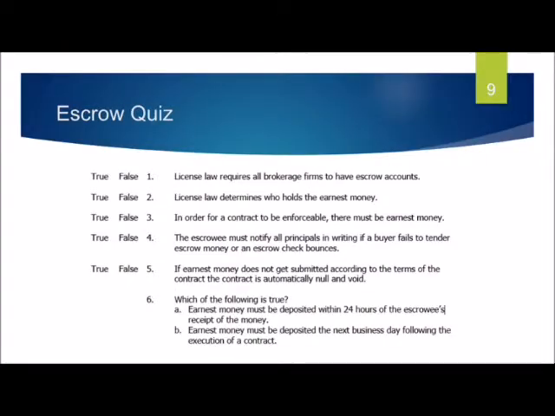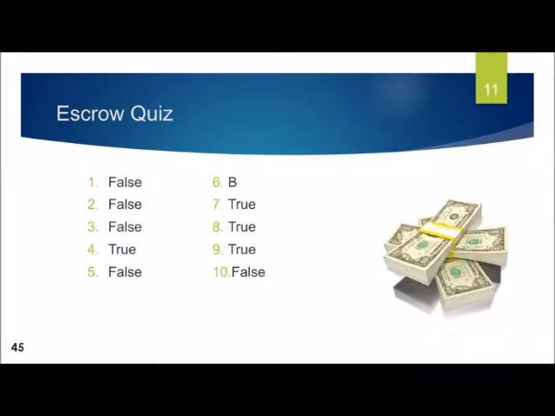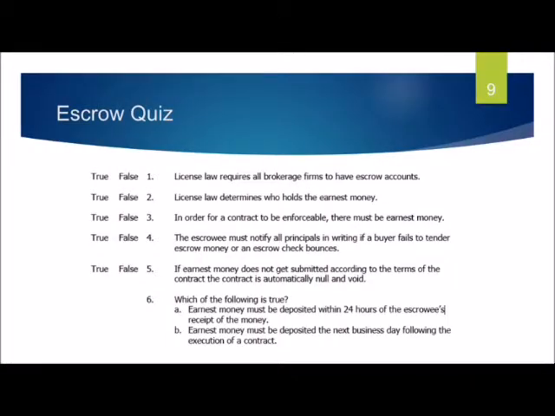So the first question we had was, license law requires all brokerage firms to have escrow accounts, and that one is false. License law does not. So the companies that the prospective agents we're teaching work for may not even hold escrow accounts. They do not have to do it at all. And likewise, question number 2, which said license law determines who holds the earnest money, is also false. It is the sales contract that determines who's going to hold the earnest money. So they may not even get involved with having earnest money in the companies that they work with. So it's not the license law that dictates that.